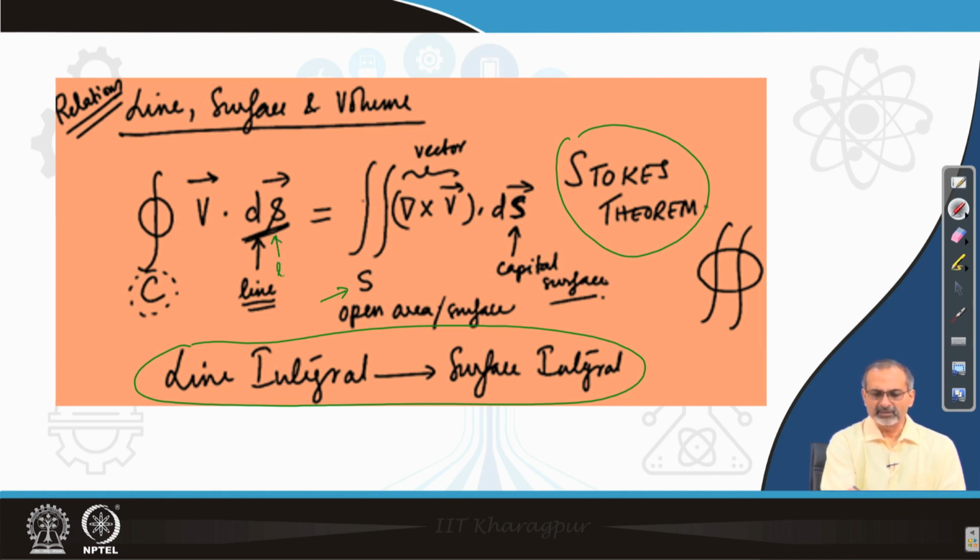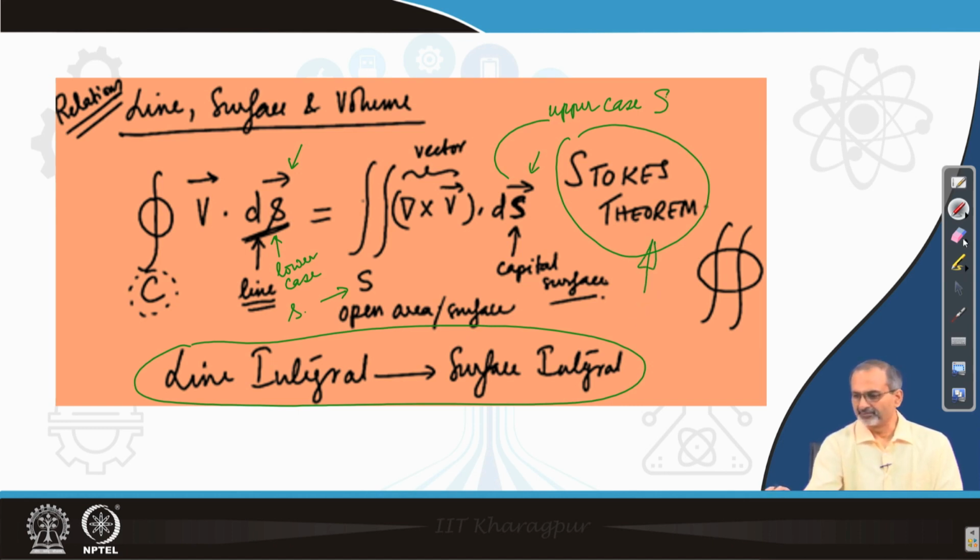Remember that this is a lower case s, whereas this is an upper case S, and they have different contexts. The lower case indicates that you are along a line, the upper case indicates that you are on a surface, and they are often also associated with the vectors explicitly mentioned. Even if it is not mentioned, depending on the context you have to interpret whether it is a vector or not. So, this is a very important theorem called the Stokes theorem connecting line integral and surface integral.